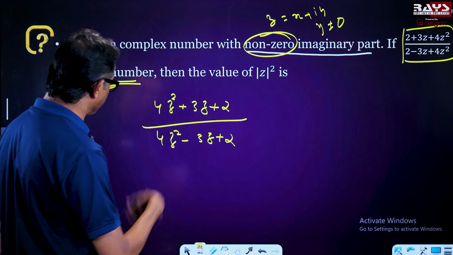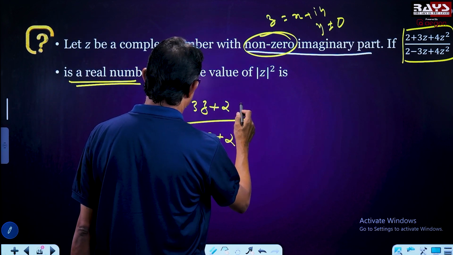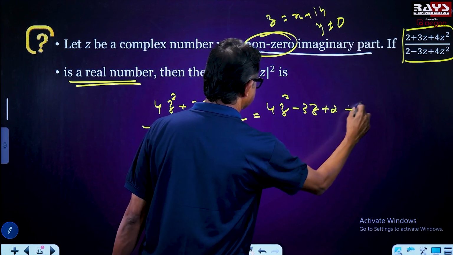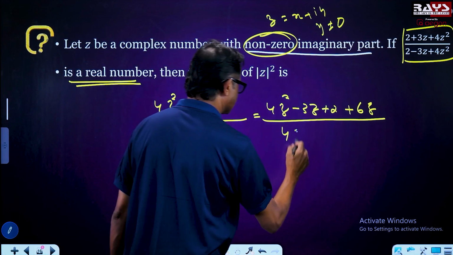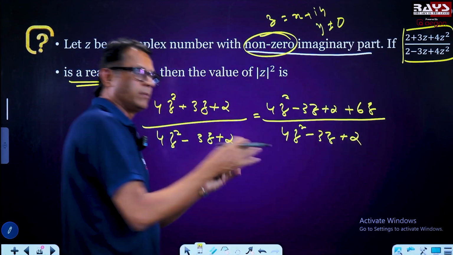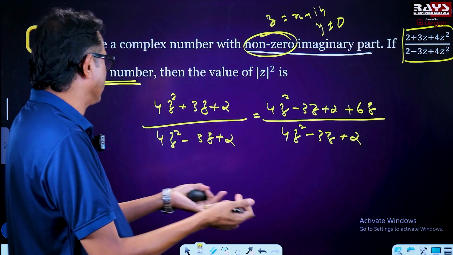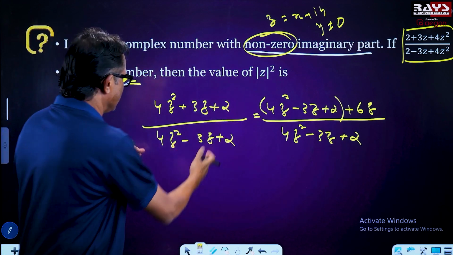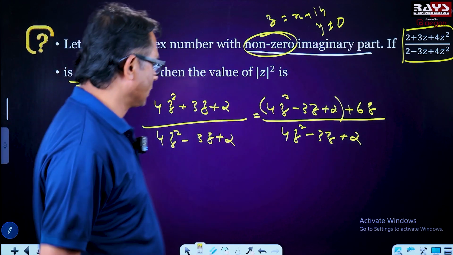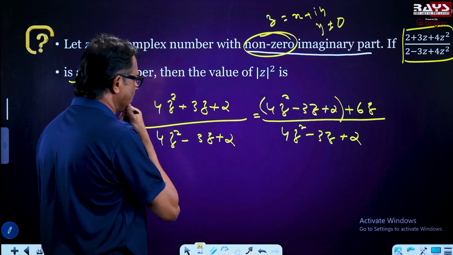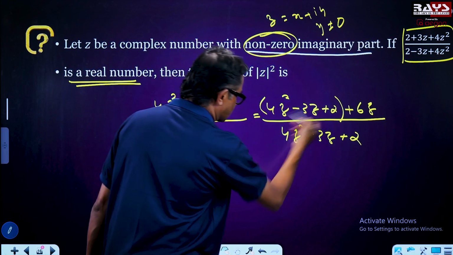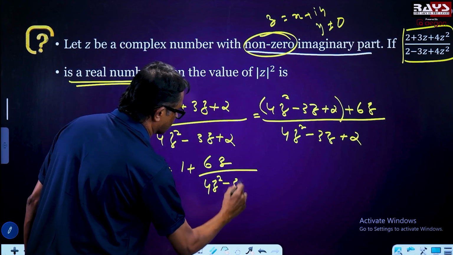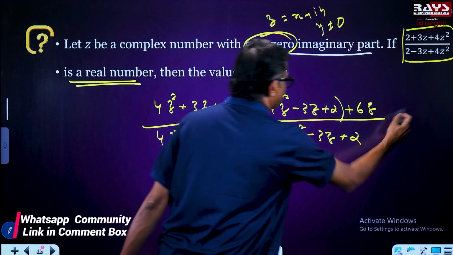Okay. Now what I am going to do is this: I am writing this as equal to (4z square minus 3z plus 2 plus 6z) divided by (4z square minus 3z plus 2), because I am making the numerator just like the denominator, written as just like the denominator, and I added the remaining 6z. So the exact function we will be getting, now this is cancelled, is 1 plus 6z by (4z square minus 3z plus 2). Okay, so this is going to be a purely real number.